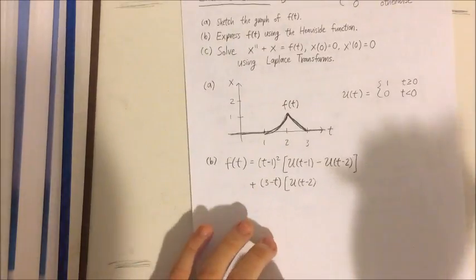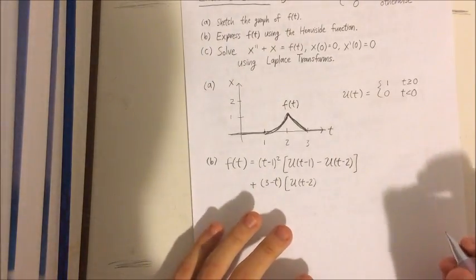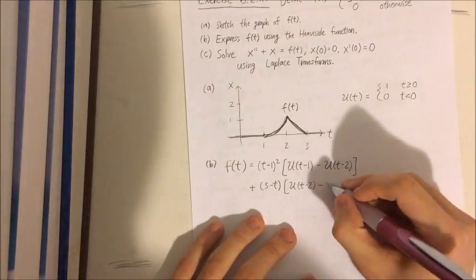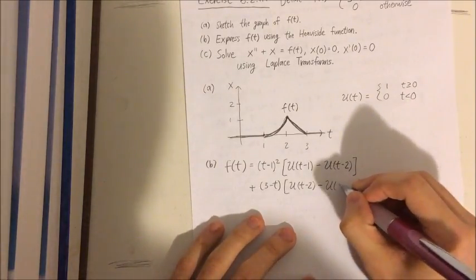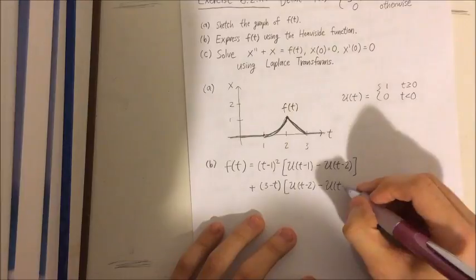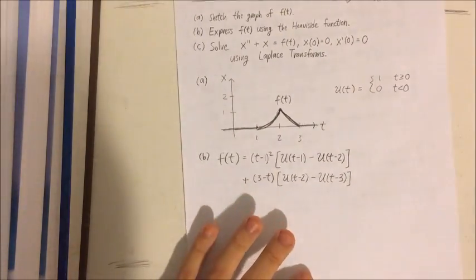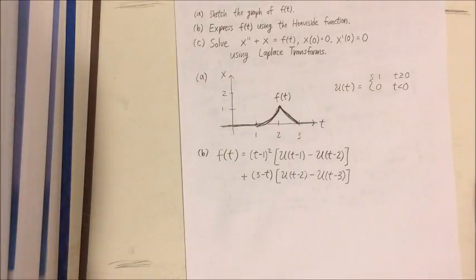So we put in the unit step function u of t minus 2 to turn it on, and then we turn it off at time t equals 3. So we subtract the unit step function u of t minus 3. So this would be our answer to part B, which is to express f of t using the Heaviside function.